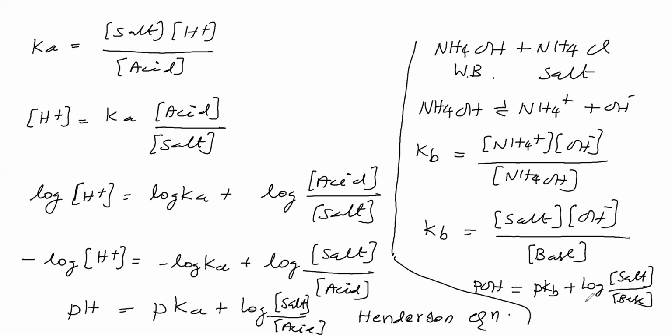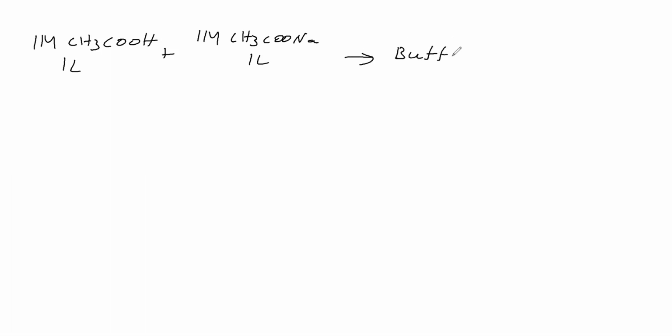Okay, now we will take 1 molar acetic acid. This is 1 liter we will take. 1 molar sodium acetate we will take. This is 1 liter. Let us mix both. We will get a buffer solution. Now, what is the pH of this buffer solution?